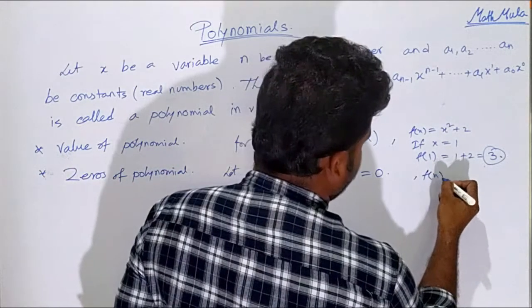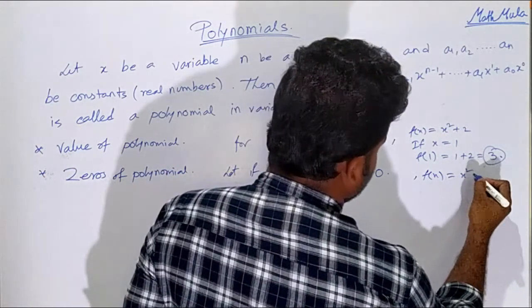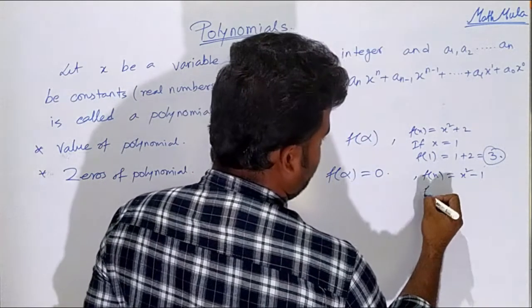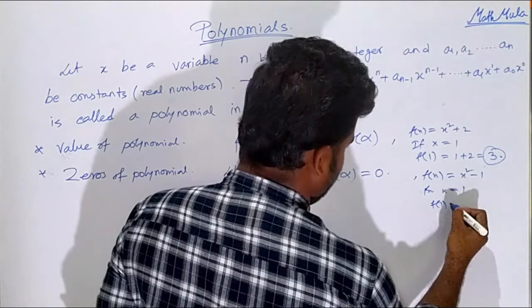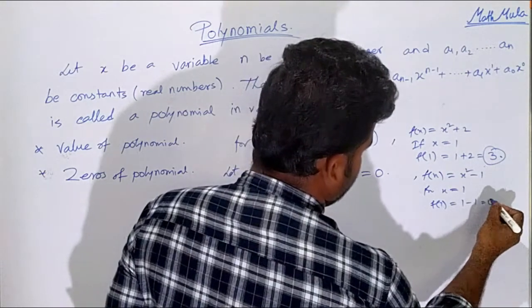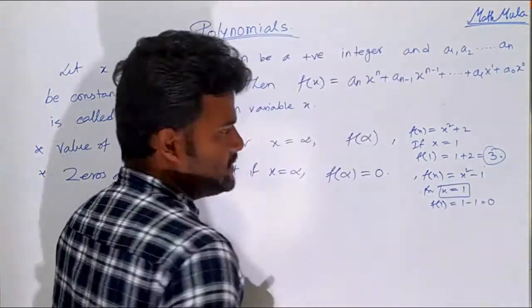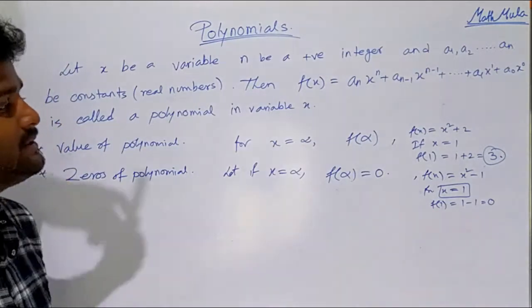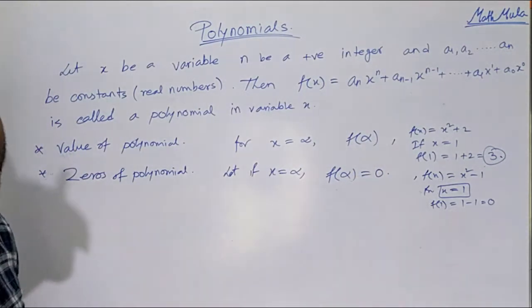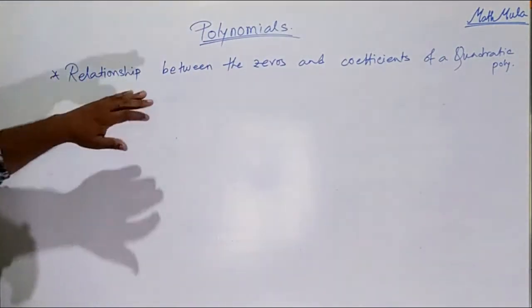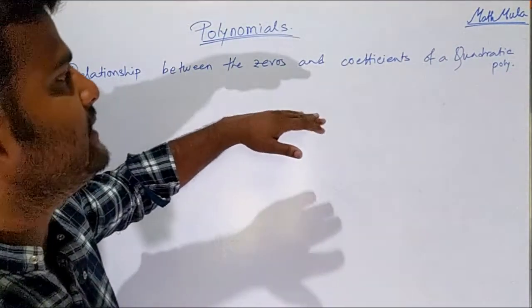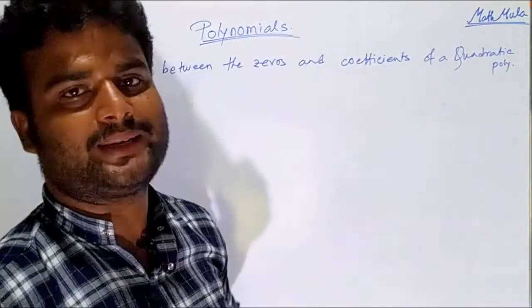For example, f of x is equal to x square minus 1. Now for x equals 1, f of 1 is equal to 1 minus 1, that is 0. So x equals 1, that is 1, is a zero of the given polynomial f of x. Now we have to know the relationship between the zeros and the coefficients of a quadratic polynomial.